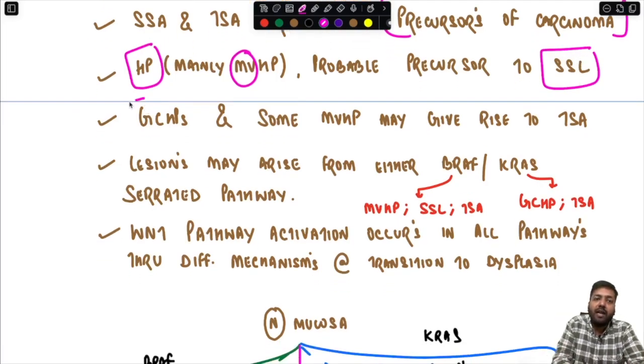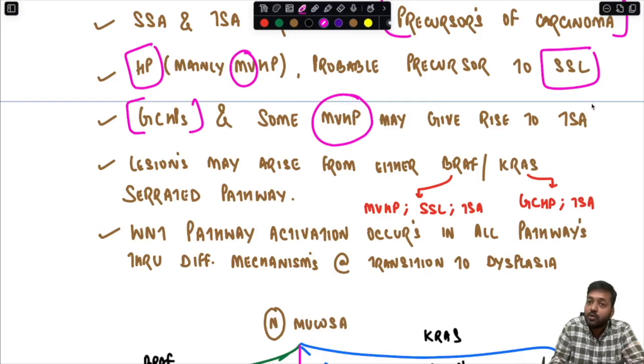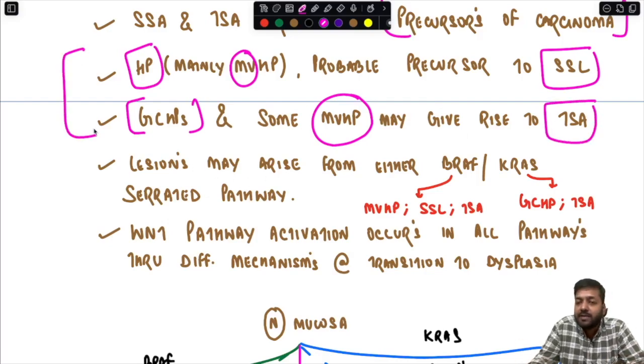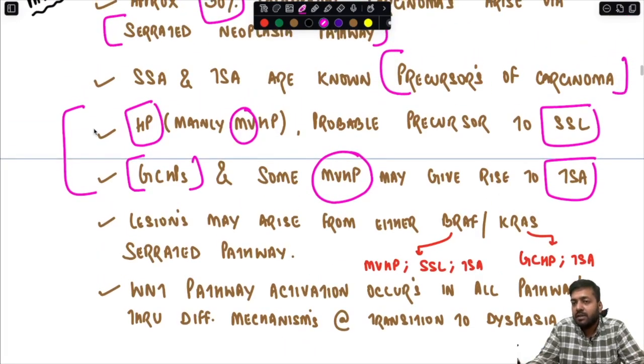Now the other group, that is the goblet cell variety of hyperplastic polyp, and some of the microvesicular variety of hyperplastic polyp, may also give rise to traditional serrated adenoma. That is why hyperplastic polyps cannot be called completely non-neoplastic, okay. Rarely they might give rise to both SSLs and TSA, which are known precursors for carcinomas.